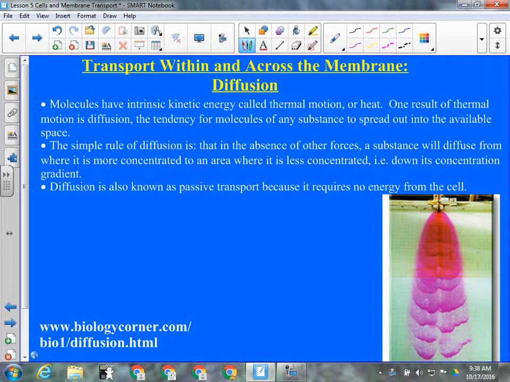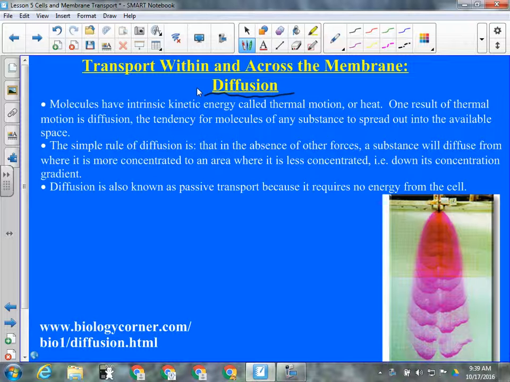All right. The first and most common form of cellular transport is intracellular transport. Intra means inside of, or within the cell, right? Intracellular transport is almost entirely accomplished by the process of diffusion.